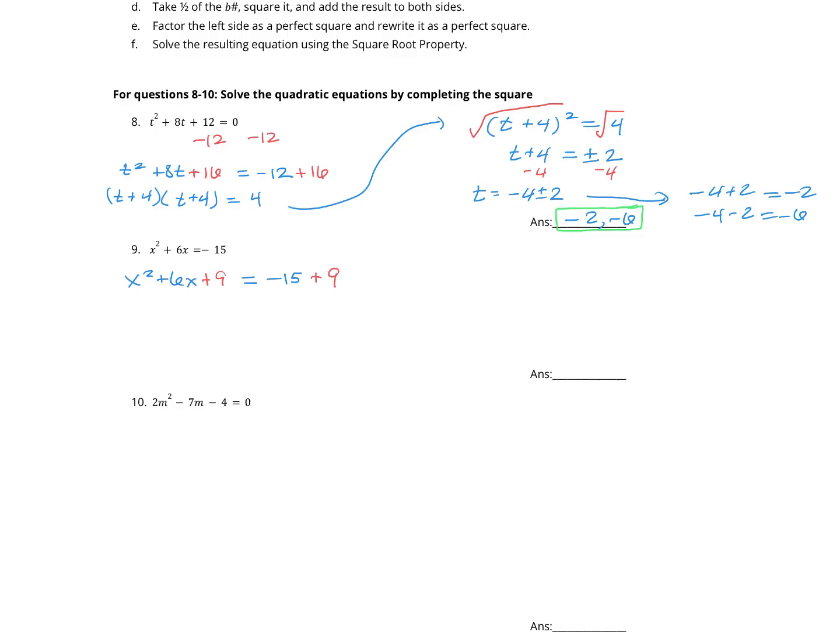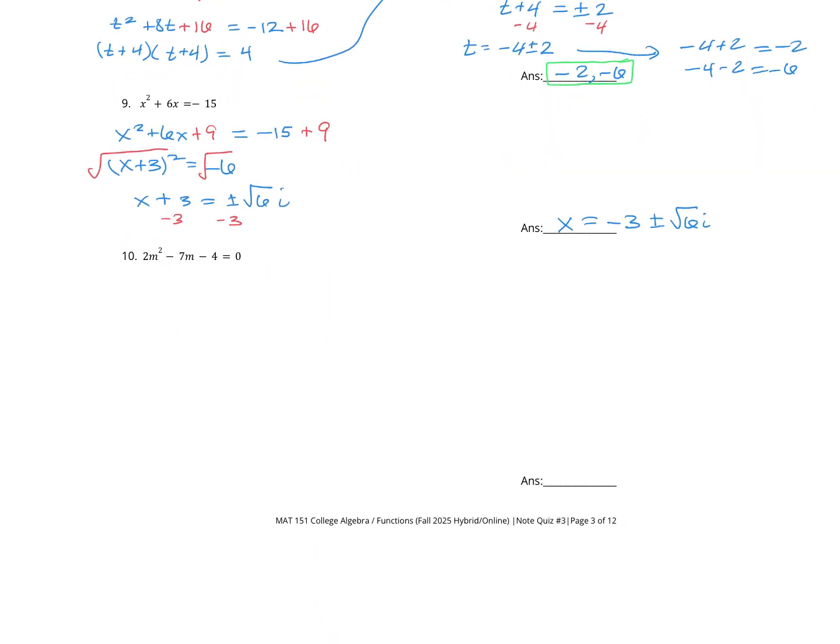The left side factors as x plus 3 quantity squared. The right side, negative 15 plus 9 makes a negative 6. I can now square root both sides. And I get x plus 3 equals plus or minus the square root of 6 times i. Subtracting 3 from both sides and putting it in the front where it belongs, I get x is equal to negative 3 plus or minus the square root of 6 times i. And that is the solution for that quadratic equation.